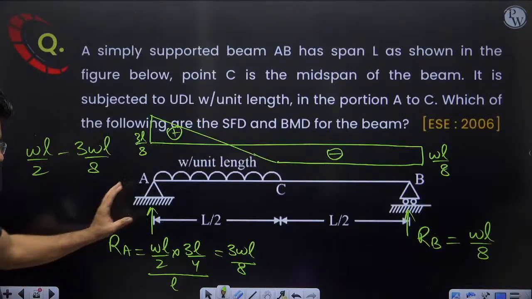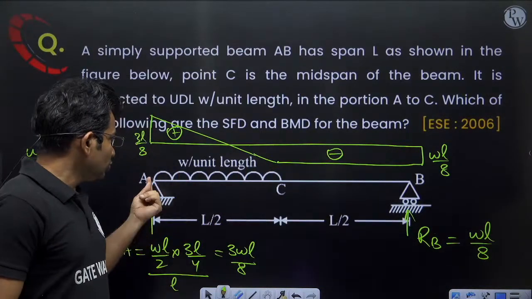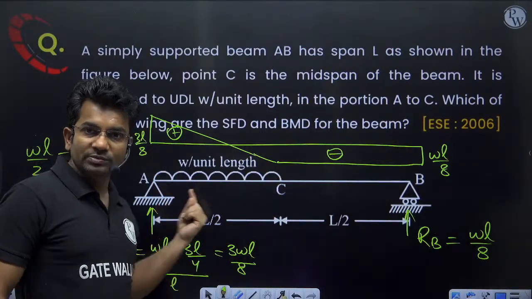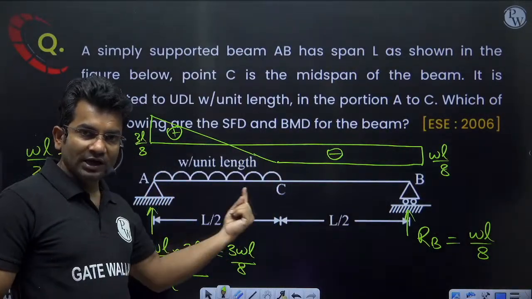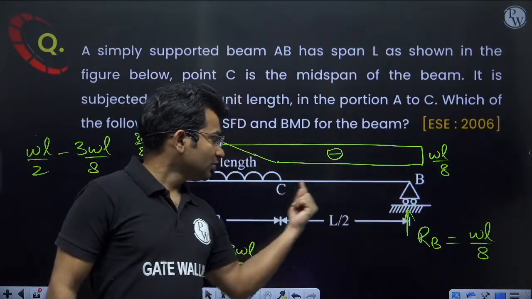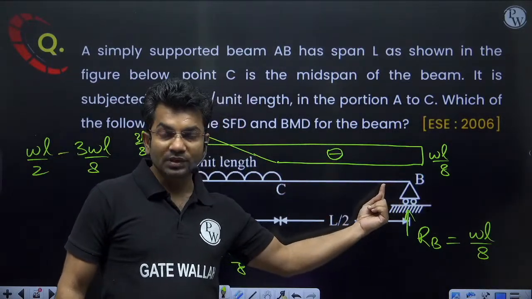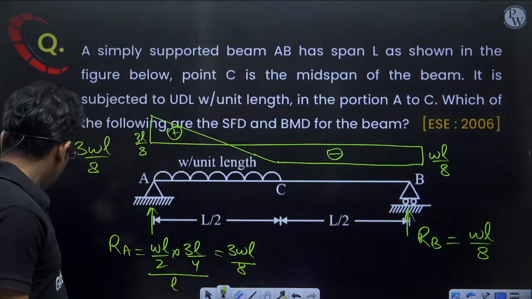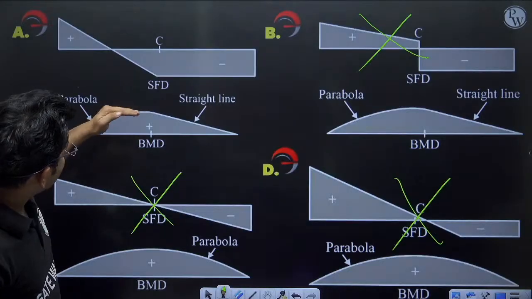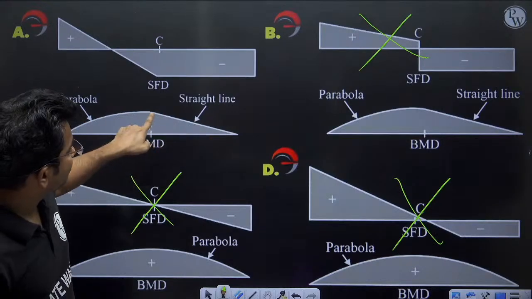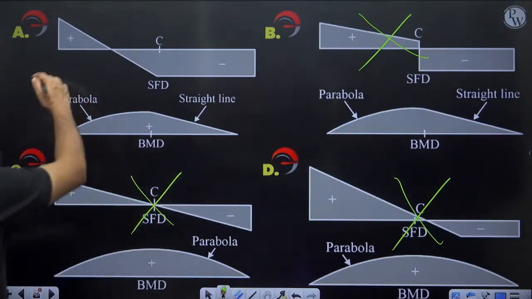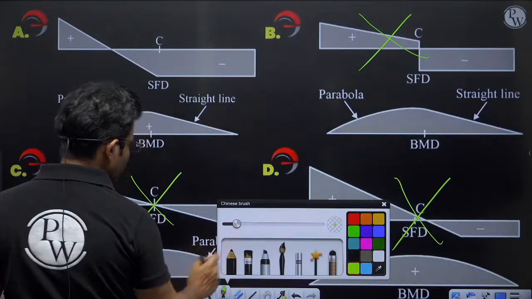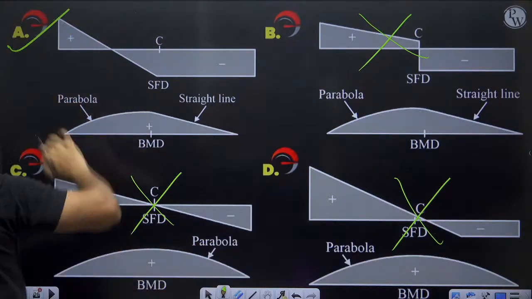Okay, but in this portion, UDL is acting. So in this portion, the bending moment diagram will be parabolic, and here there is no loading. So in this portion, the bending moment will be linear, straight line or triangular. Okay. So here it will be parabolic, and it will be a straight line in this portion. Okay. So this is the correct answer. Option A is the correct answer. Both shear force diagram and bending moment diagram are matching.